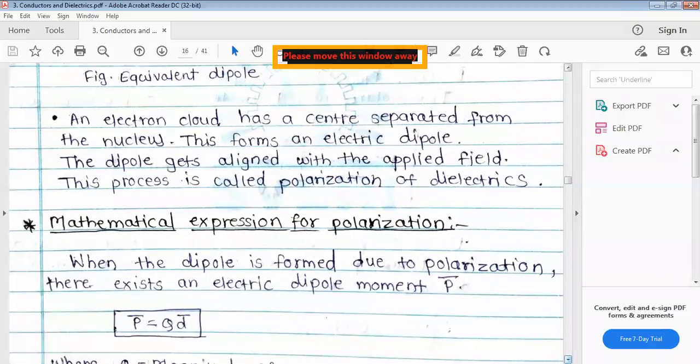Okay, so did everyone understand? Yes or no? All of you understood this? What is meant by dielectric material? What is meant by polarization? Yes? Yes, ma'am. Okay.